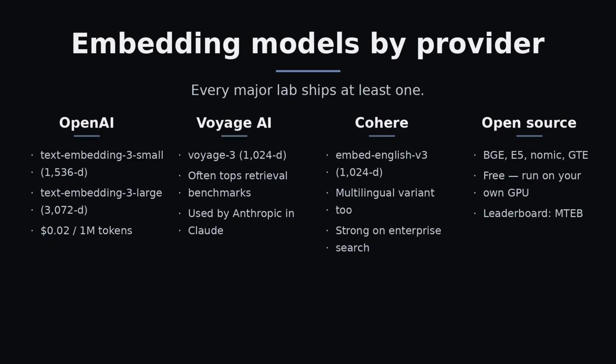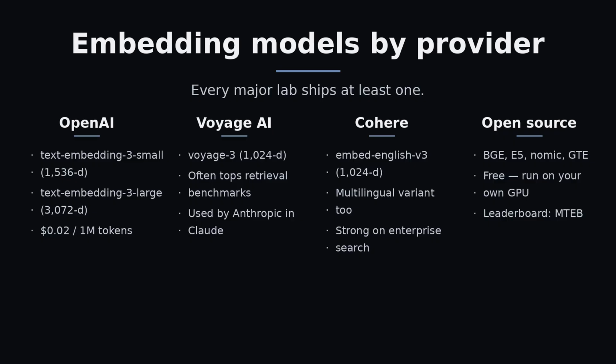Embeddings come out of dedicated models that are separate from the big chat models. They're smaller, cheaper, and much faster. OpenAI has Text Embedding 3 in two sizes at about 2 cents per million tokens, basically free compared to generation.